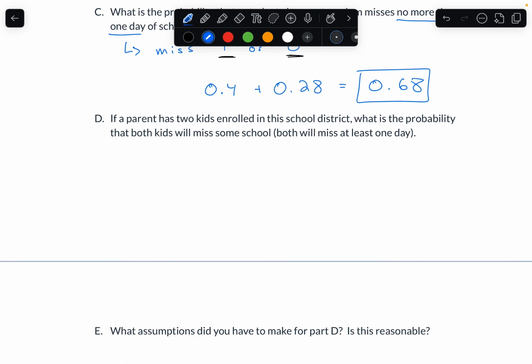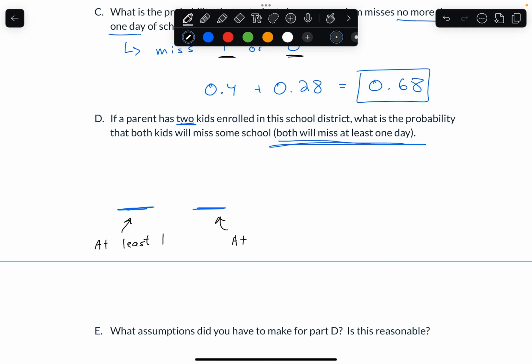Two more quick questions to wrap this section up. Part D says if a parent has 2 kids, so okay, well now we're talking about 2 kids in the school. What is the probability that both kids will miss some school? In other words, both will miss at least 1 day. So what this is really asking is this kid misses at least one, and this kid misses at least 1. And this is an and probability, which means we're going to be multiplying these.